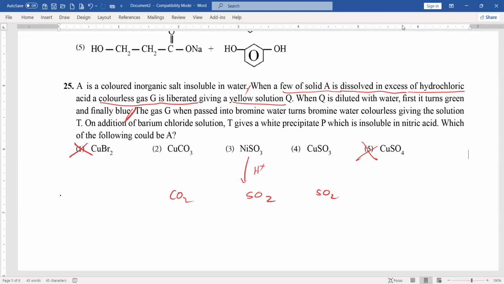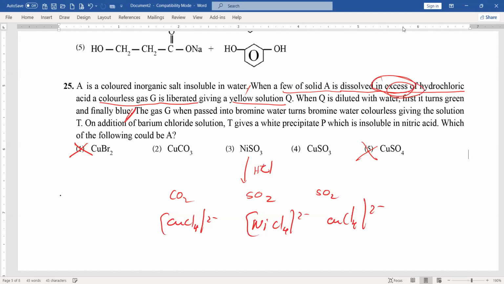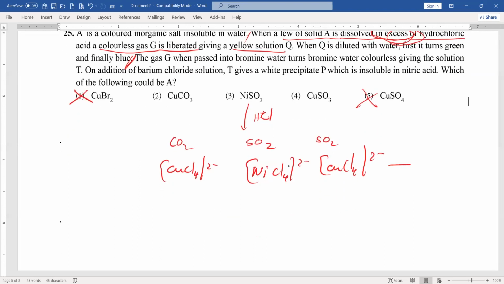Normally, when nickel dissolves, nickel may give us a yellow solution because we add hydrochloric acid in excess. Excess of hydrochloric acid, when we add HCl, then copper will give us CuCl4 2-, yellow in color. Here, nickel will produce the same, and this copper also, CuCl4 2- will be produced. And yellow solution, all are yellow solutions, right? All are yellow in color.